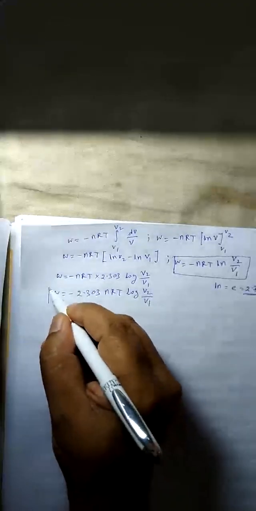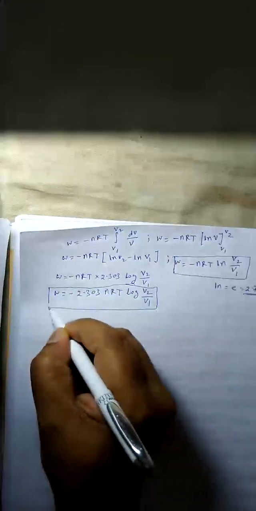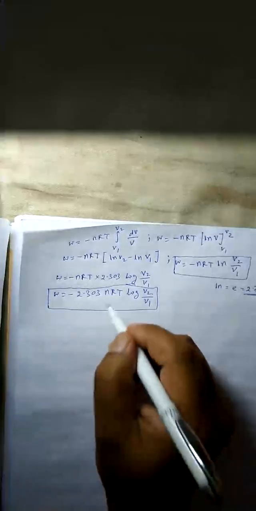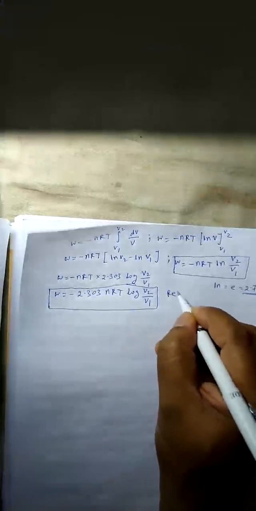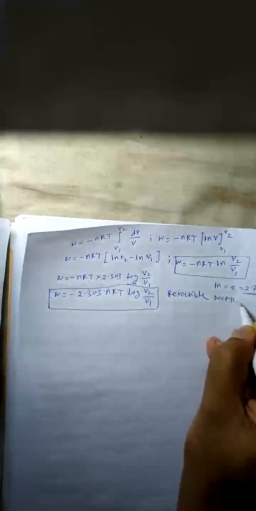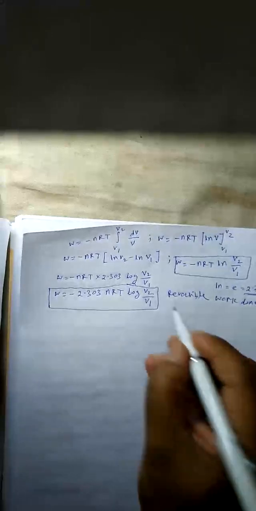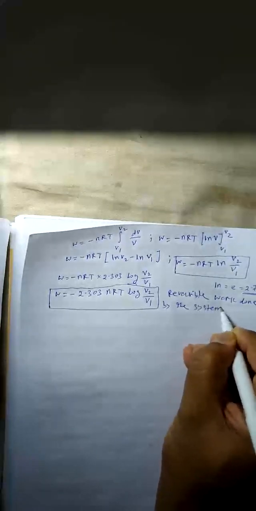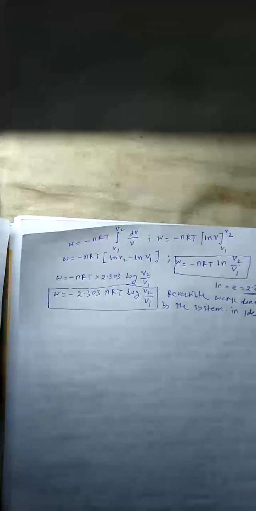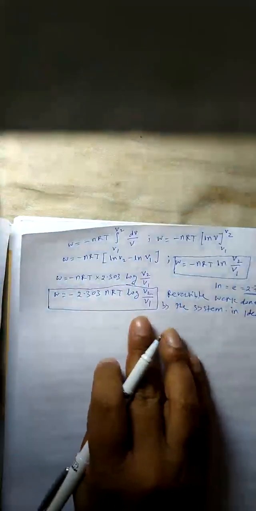So this is the work done by the system. This is the reversible work done by the system. If you take an ideal gas as the system, then this is the work done by the reversible process.